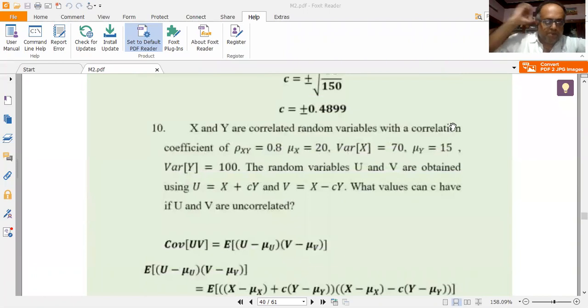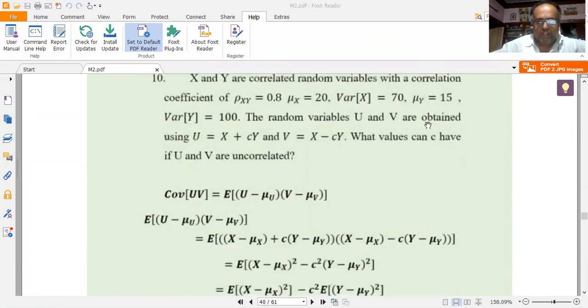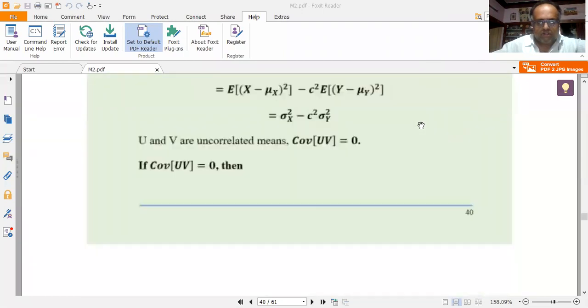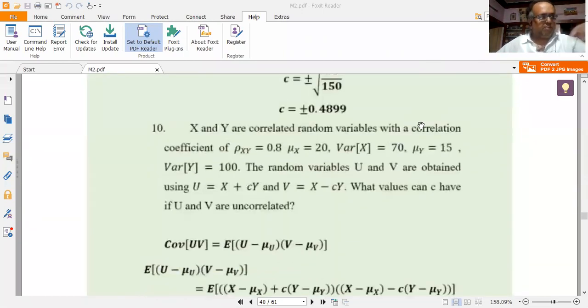Now coming to the last problem. This is also modeled on problem number 8. Let us solve this problem.